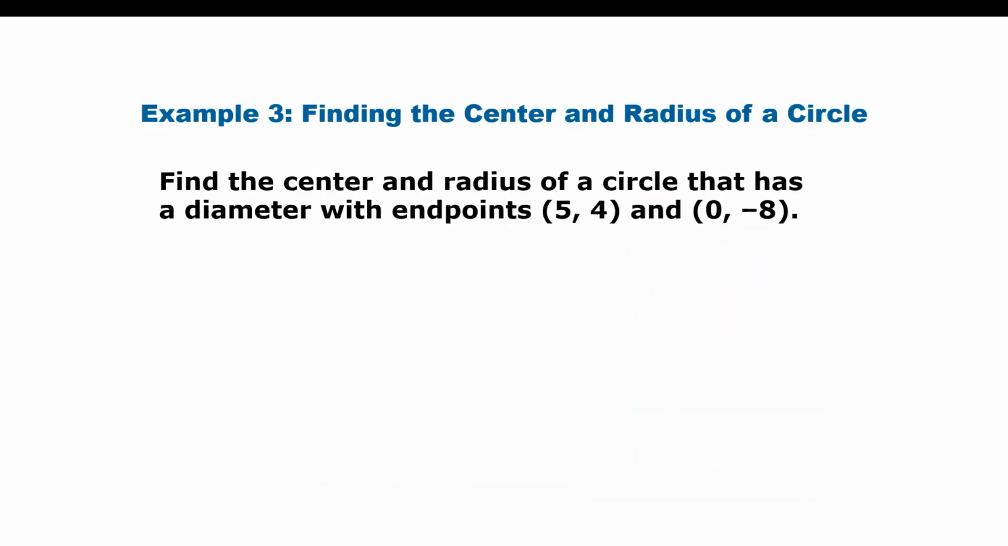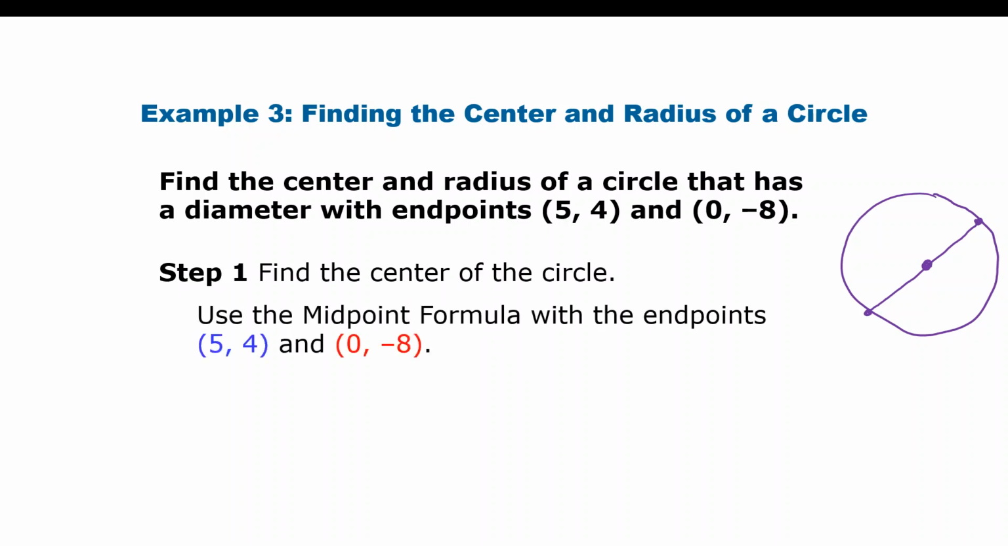All right, let's do an example with finding the center and radius of a circle. In this case, it has a diameter with endpoints at 5, 4, and 0, negative 8. So let's just talk for a second about what that's going to look like. If I have a circle and I have a diameter going through it, and I know these 2 points right here, if I just find the midpoint of it, I'm easily going to find the center of my circle. So let's review what our midpoint formula is.